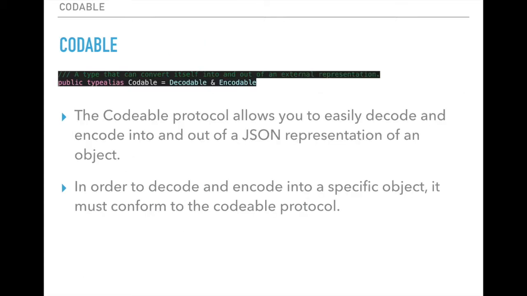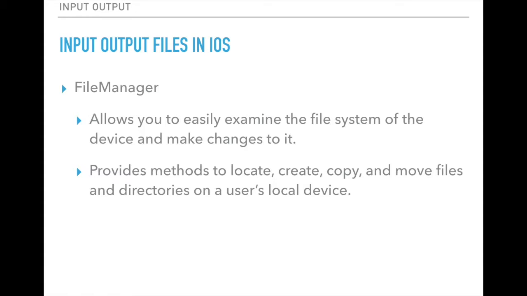So the Codable protocol basically allows you to do either encoding or decoding. You have to have this on your class in order to be able to decode and encode something into this JSON representation of the object. And it also has to conform to the Codable protocol, which we'll go over in a minute.